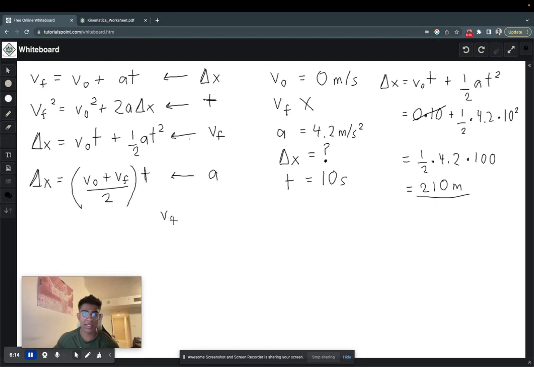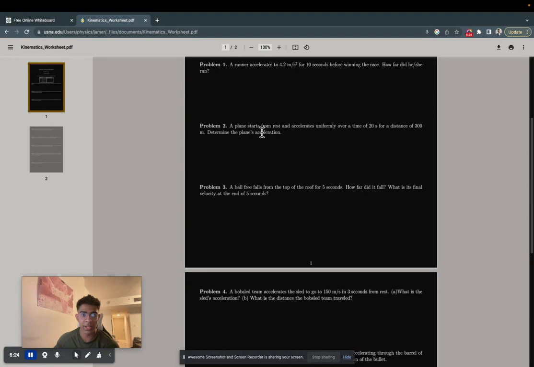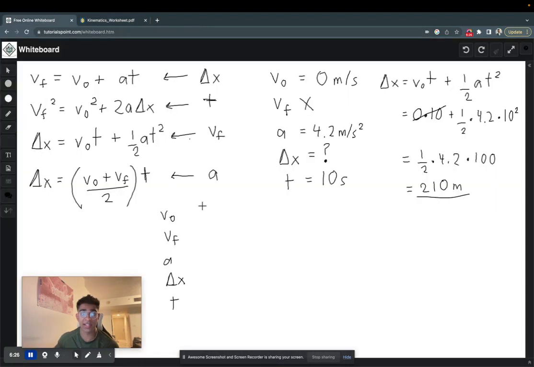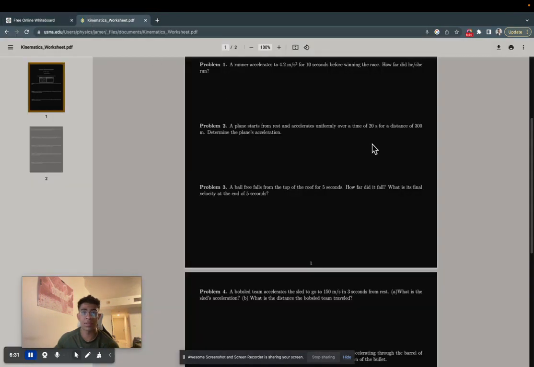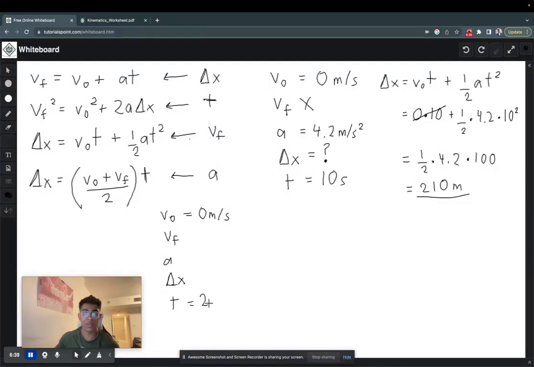Again, we make that same list of variables: v initial, v final, acceleration, displacement, and time. So we've got starts from rest. That tells us that the initial velocity was 0, over a time of 20 seconds for a distance of 300 meters. So time is 20 seconds and the displacement is 300 meters. And here we need to solve for acceleration.